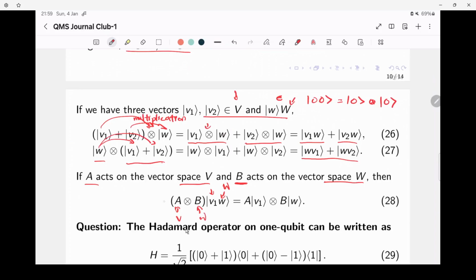When you have this kind of structure, the operations are individual by individual. So A will act on V1 and then B will act on W, and then you put the tensor product together. This kind of operation is what we call a local operation. It is a local operation because A only acts on the vectors from V, and B acts on the vectors from W.